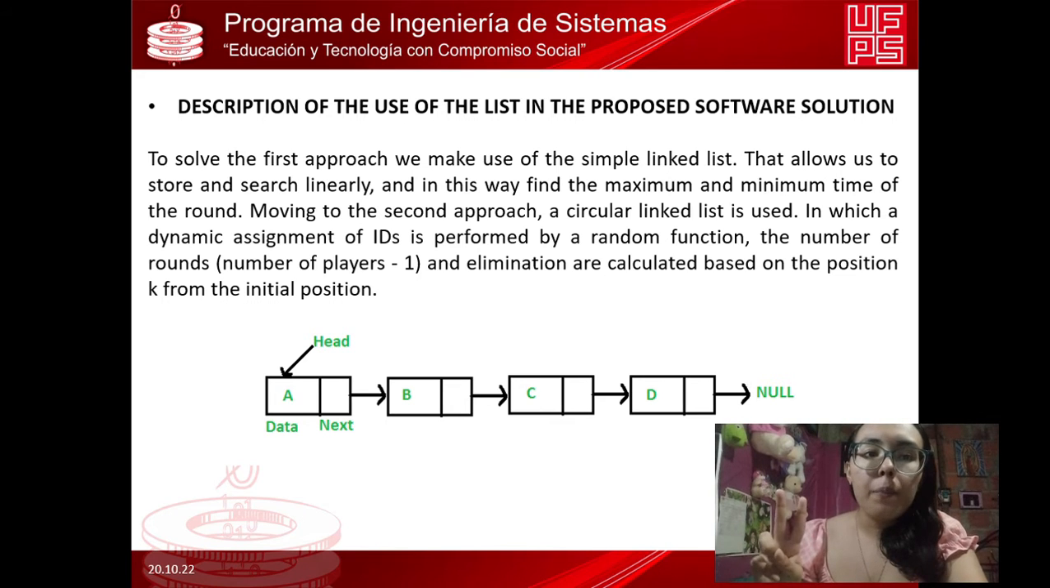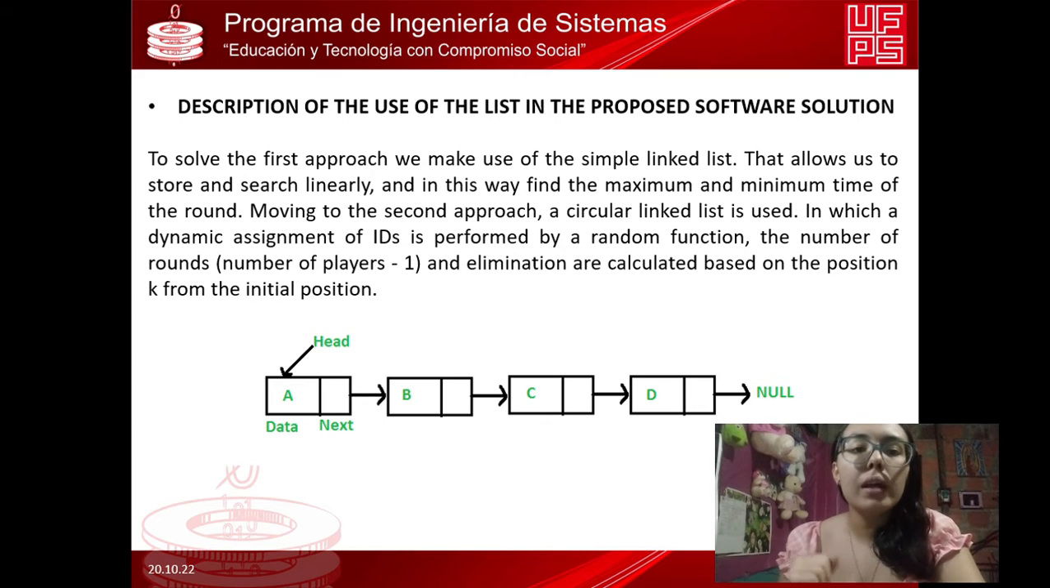Moving to the second approach, we use a circular linked list, in which a dynamic assignment of IDs is performed by a random function. The number of rounds and eliminations is calculated based on the position key from the initial position.